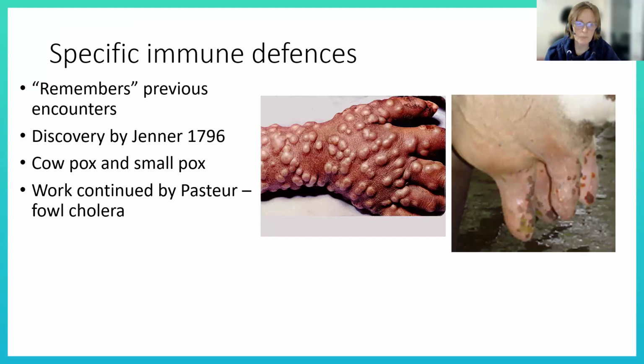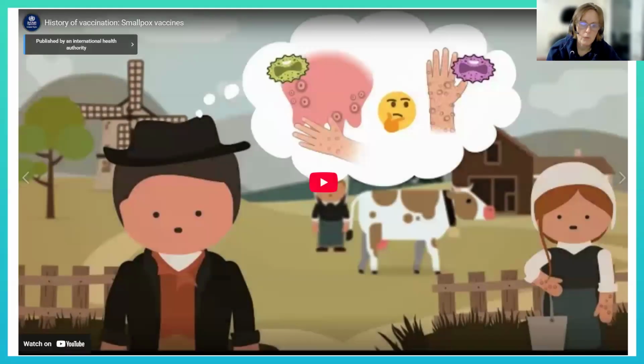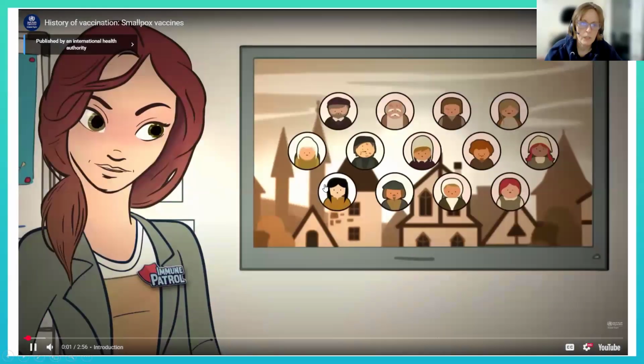This was discovered by Jenner, working in 1796, and some other scientists, well, I suppose he wasn't really a scientist. Anyway, he was working on cowpox and smallpox, and then eventually that work was carried on by Pasteur, who was working on something called fowl cholera. So let me show you a little video. I'll talk you through it because I know you can't hear.